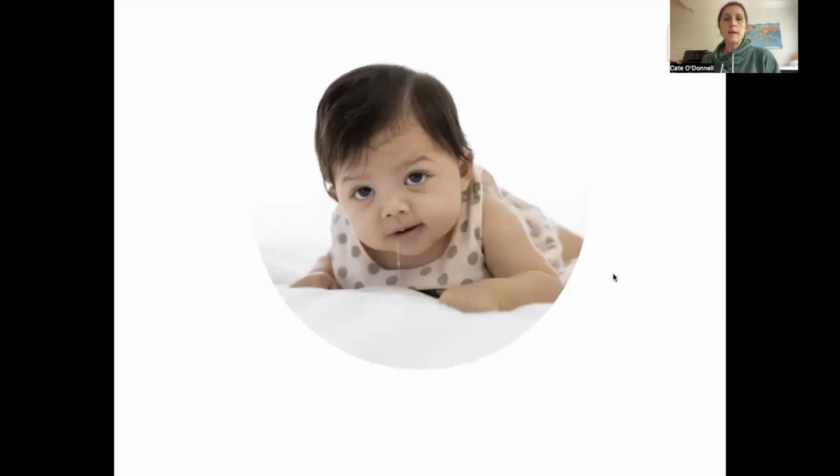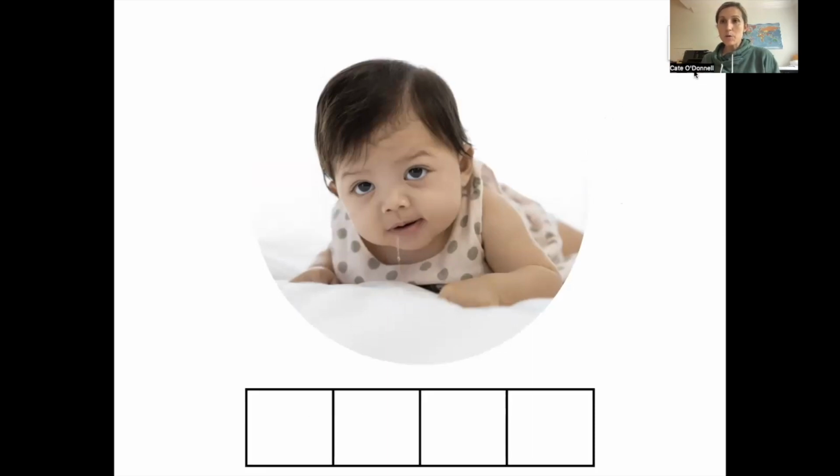Oh, look at the cute baby. She's got a little bit of drool, and that is our word, drool. How many sounds do you hear in the word drool? There are 4 sounds in the word drool. What's the first sound? D, D. What letter makes the D sound? The letter D. What's the next sound in the word drool?